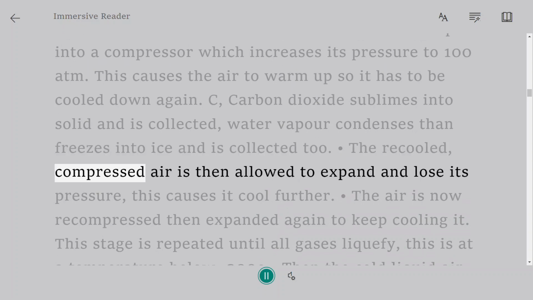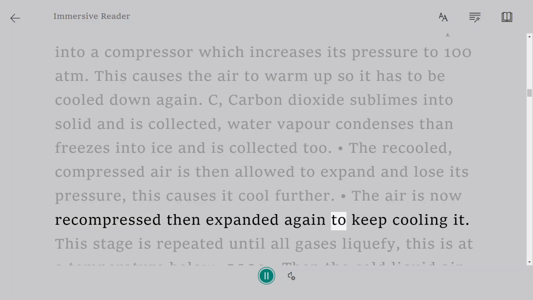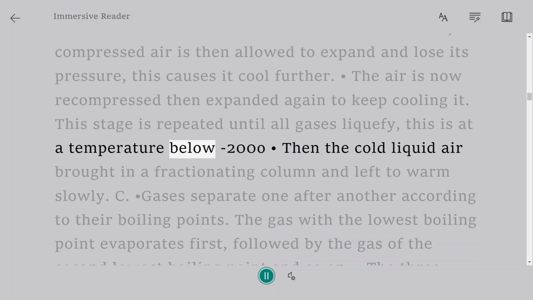The recooled, compressed air is then allowed to expand and lose its pressure. This causes it to cool further. The air is now recompressed, then expanded again to keep cooling it. This stage is repeated until all gases liquefy. This is at a temperature below -200 °C.